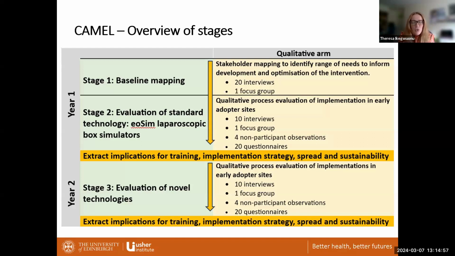And then stage 2, we are doing a qualitative process evaluation of the implementation, and we're aiming to do 10 interviews per site, 1 focus group, 4 non-participant observations, and 20 questionnaires. And there's a stage 3 as well, which I'm not talking about that much because we're focusing on this year in stage 1 and 2, but stage 3 will be a qualitative process evaluation of implementations, and you can see what is involved here as well.